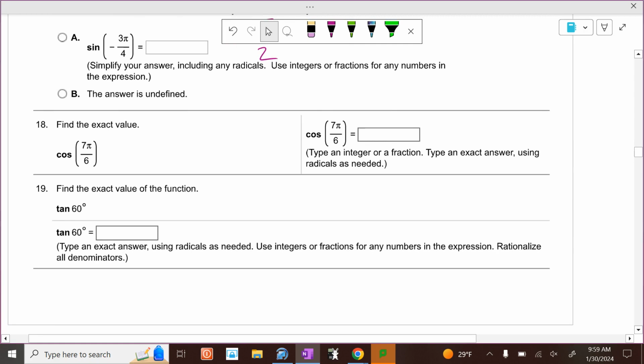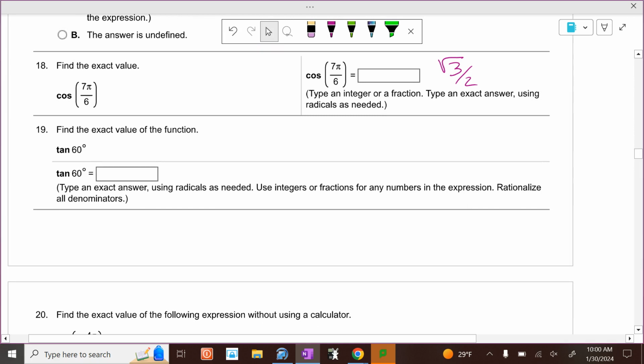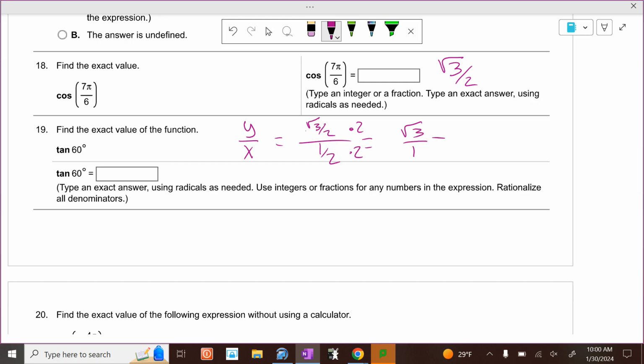Cosine of 7 pi over 6. Hey, that's right on the unit circle. If you look at 7 pi over 6, if we look at the x, it's negative square root of 3 over 2. Tangent of 60 degrees. Tangent of 60 degrees is y over x at 60 degrees. Well, at 60 degrees, y is square root of 3 over 2. X is 1/2. So if we multiply both top and bottom by 2, I get the square root of 3 over 1, which is square root of 3.